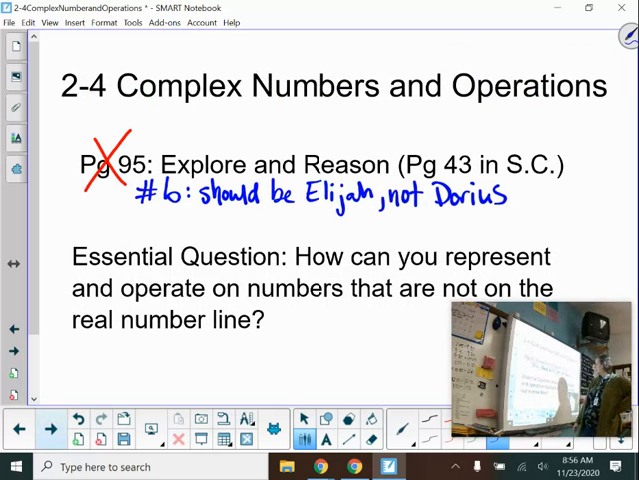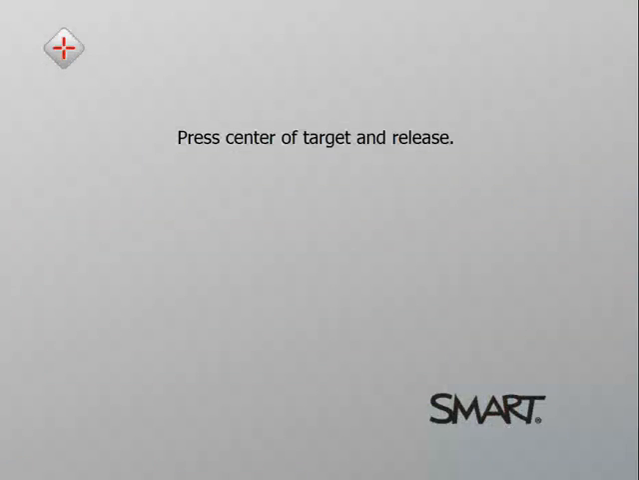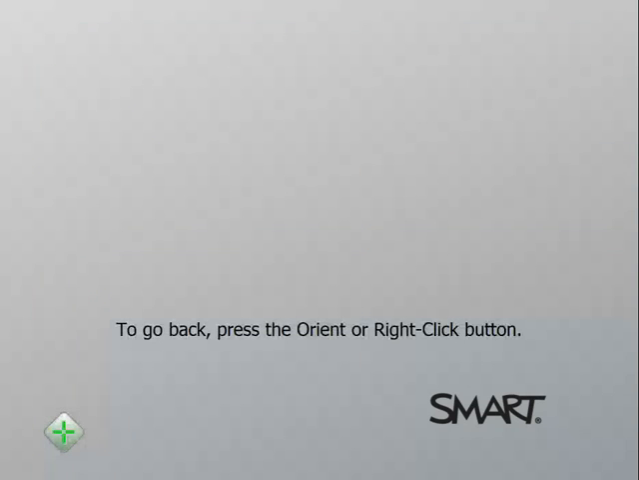Okay, so that leaves us to 2-4, and I'm actually going to calibrate this again. Hopefully things will be a little more accurate than what they were before.